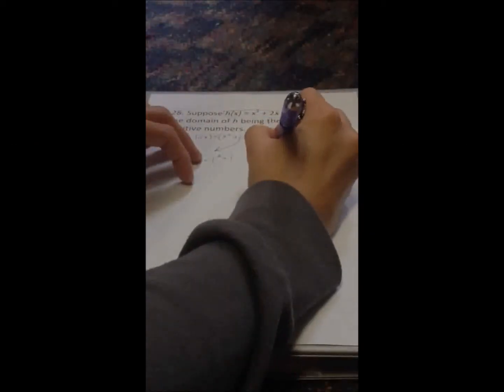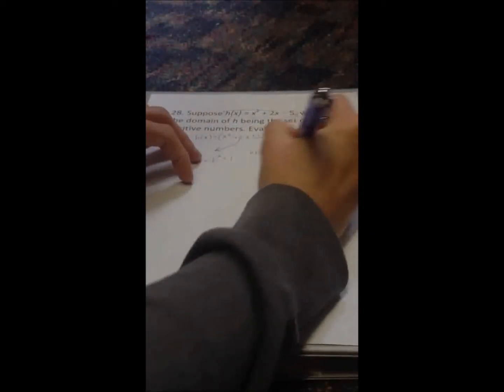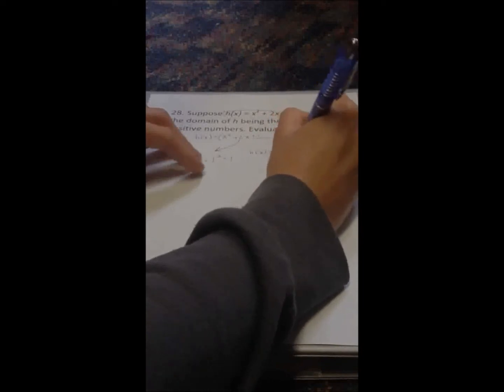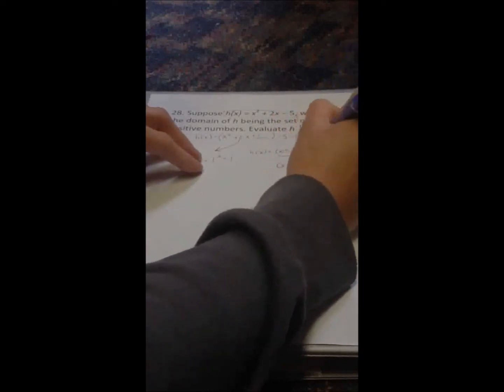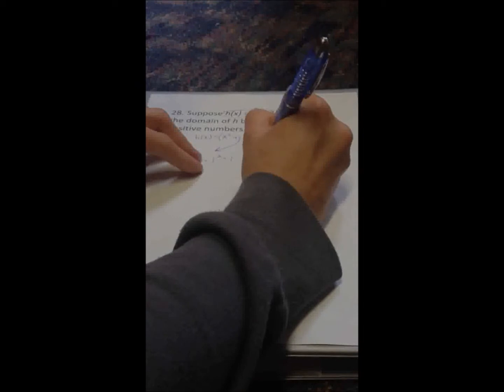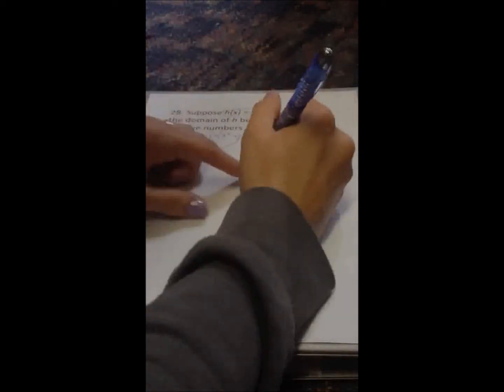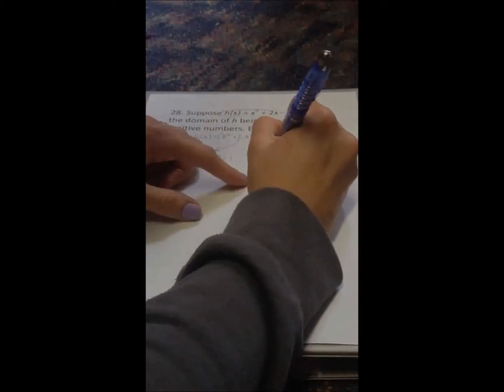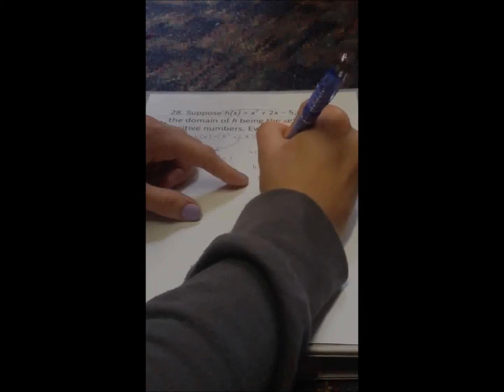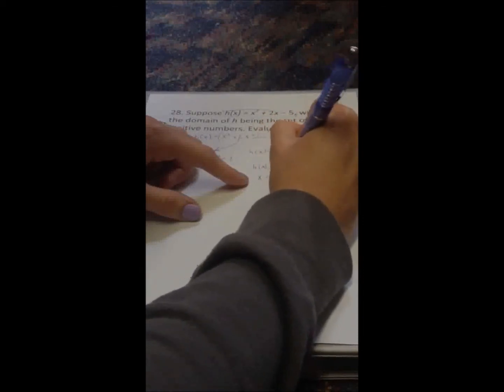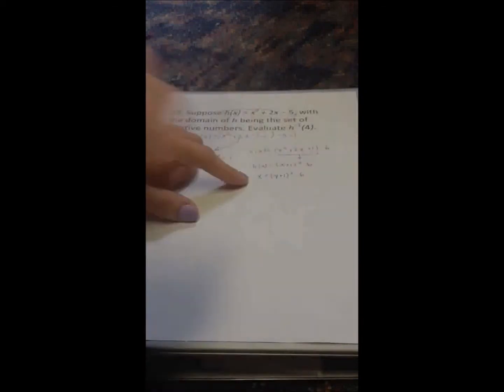So now we're going to make this simpler. It's x plus 1 squared minus 6. So that is what it equals now. But now we have to find the inverse of this function. So we're going to swap our variables. So it's x equals y plus 1 squared minus 6.